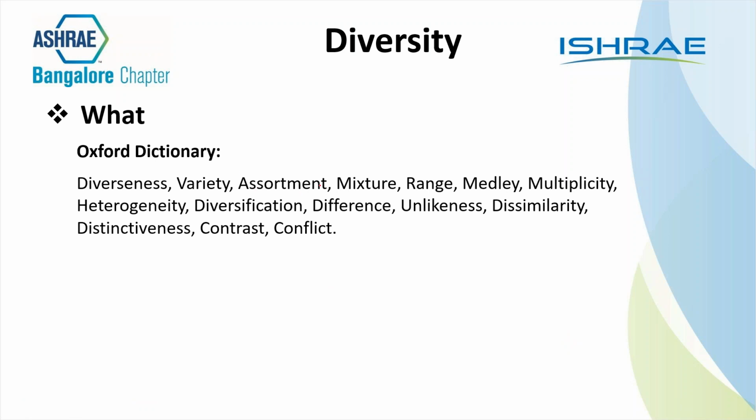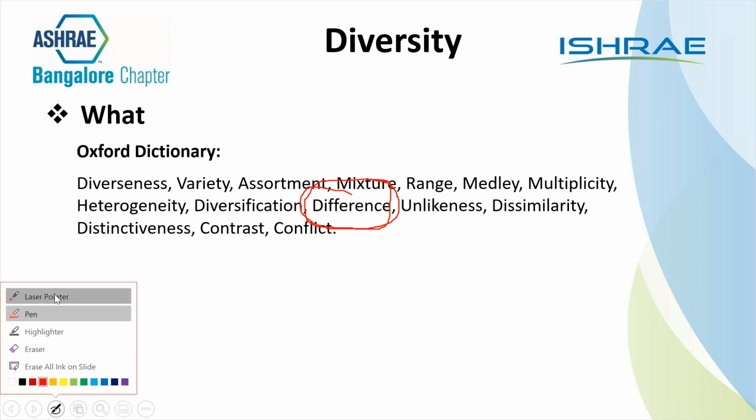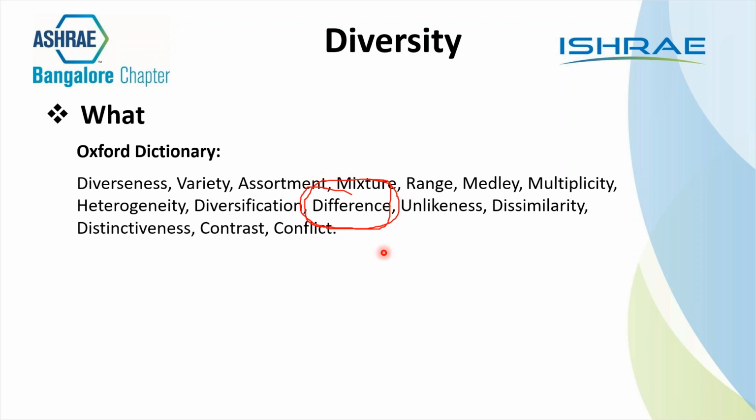diversity is a variety, an assortment, a mixture, a range, a medley. Medley we all know, like singing a song continuously, different songs sung together. Multiplicity, heterogeneity, diversification. Now let me come to this point. This is a very important point for us since we are talking about diversity. That means the difference in capacity. Now, in a VRF system, when we are talking about diversity, I would like to take this difference as the important part here, and we are going to discuss only this difference.